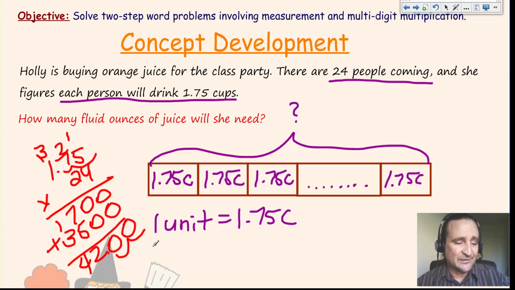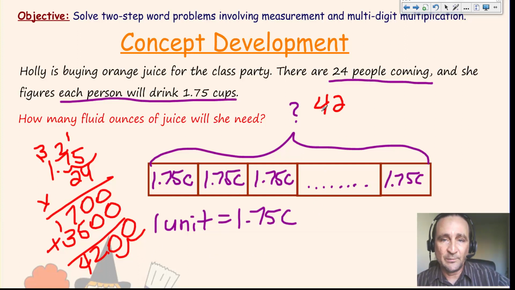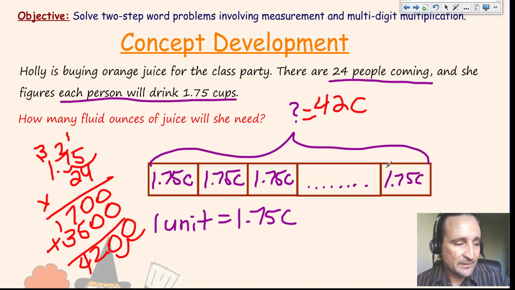So 42, does that seem reasonable? 42 cups? Well, it looks like about 2 cups per person. And if I double, 2 times 24 is 48. Yeah, that's pretty close. That answer seems very, very reasonable. So now we know this is going to be 42 cups. That's the key here for finding that.